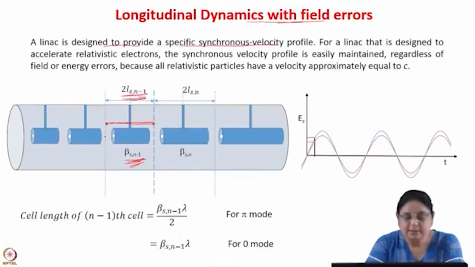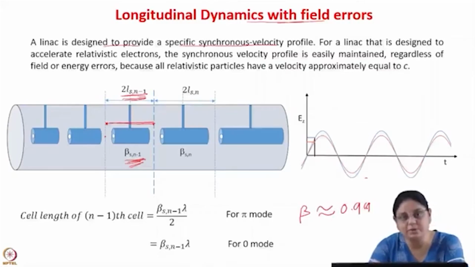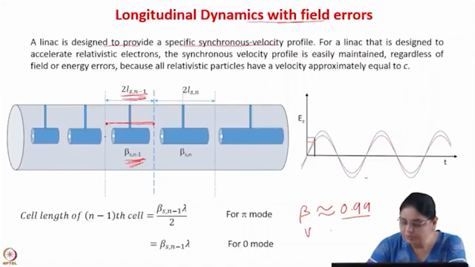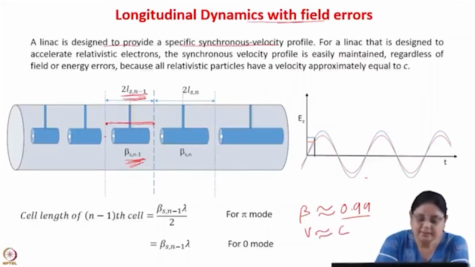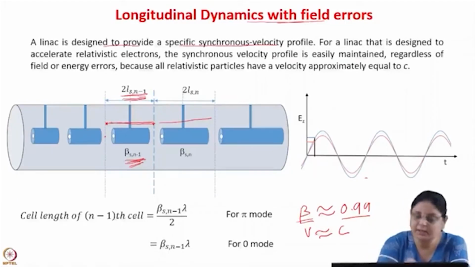Now let's consider an electron. For electron accelerators, we know that beta is 0.99. So it becomes constant and it attains a velocity almost equal to the velocity of light. So for electrons, now the cell length is constant. Since beta is constant, all these cell lengths are constant. Okay, now let's see what happens if there is an error in the field.